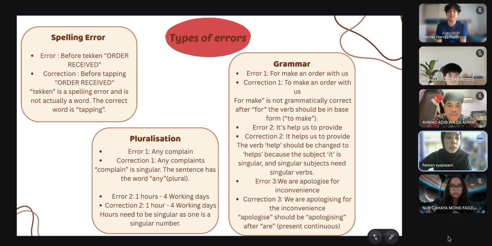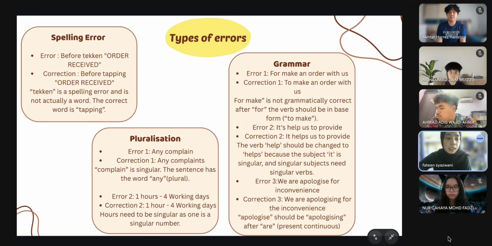The second one is pluralization. We have identified two mistakes for this type of error. The first one is "any complaint", and the corrected version is "any complaints". This is because the word complaint is singular, and the sentence has the word any, which is plural. And the second error is "1 hours to 4 working days", and the corrected version is "1 hour to 4 working days". This is because hour needs to be singular, as the number 1 is a singular number.